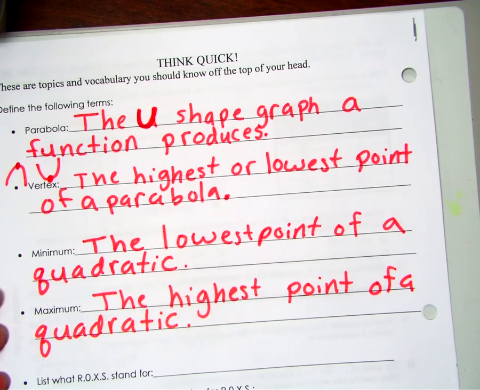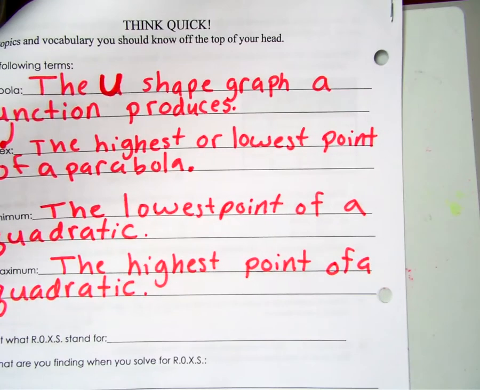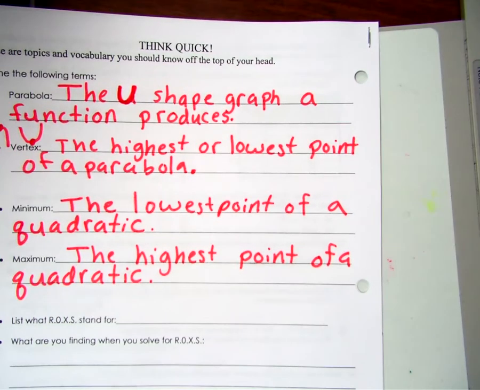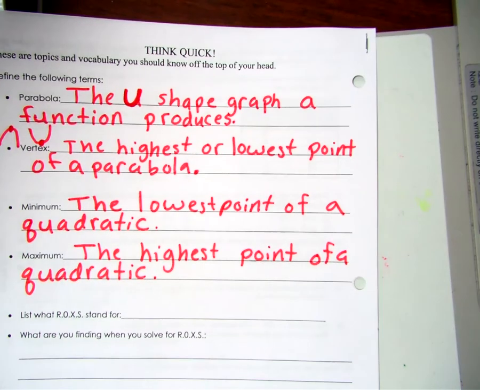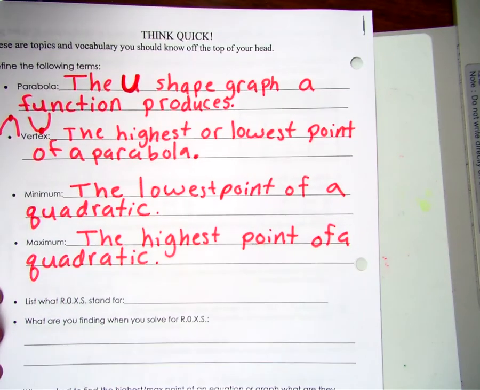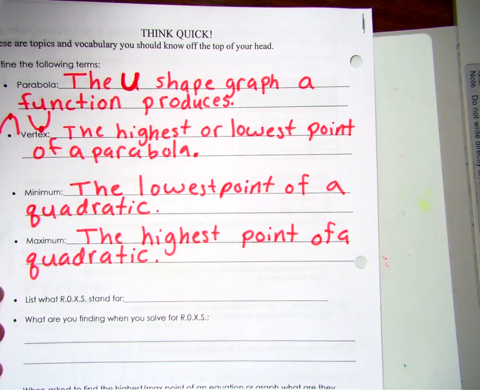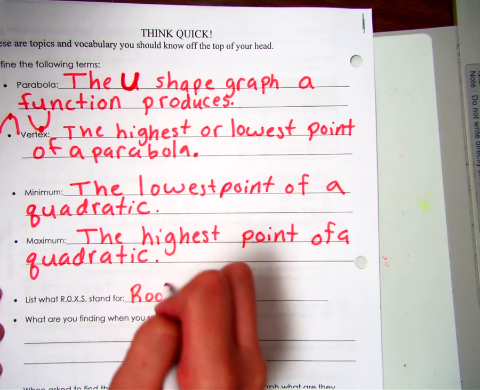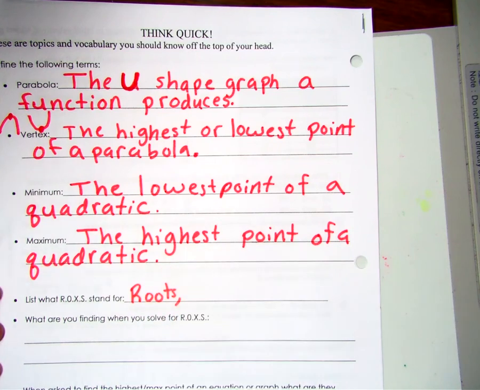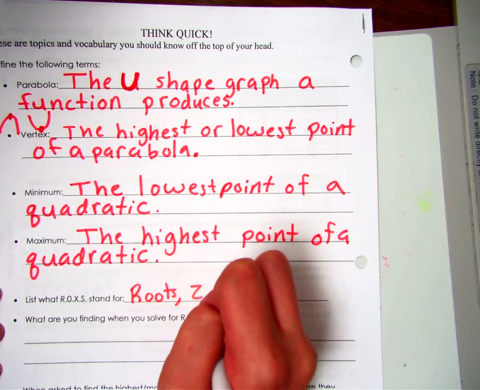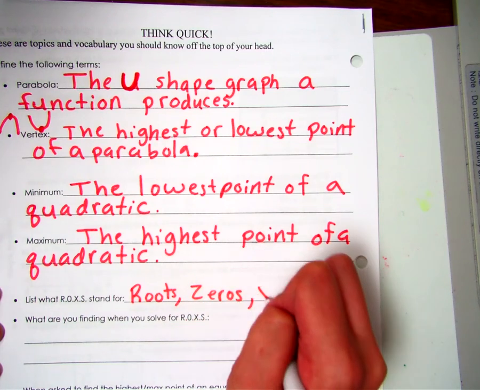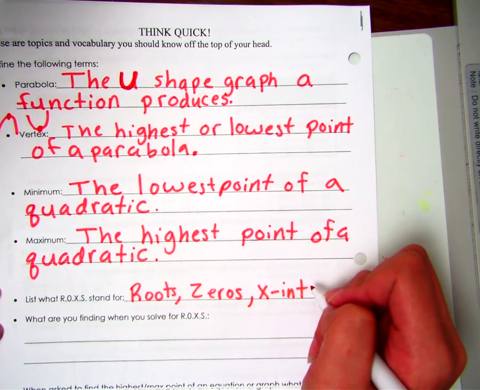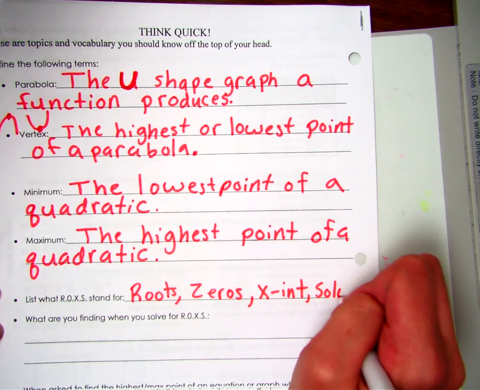Okay, so next we want to list what ROCKS stands for. Remember that acronym that we use to help figure out what we're looking for. ROCKS stands for the roots, the O stands for the zeros, X stands for x-intercepts, where your graph hits the x-axis, and the S stands for solutions.